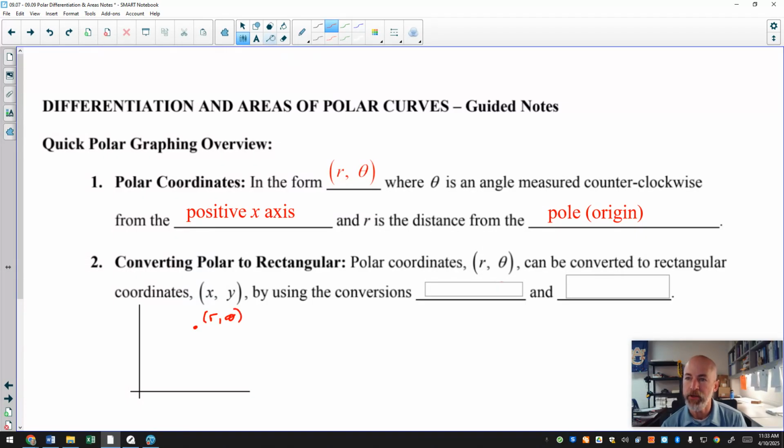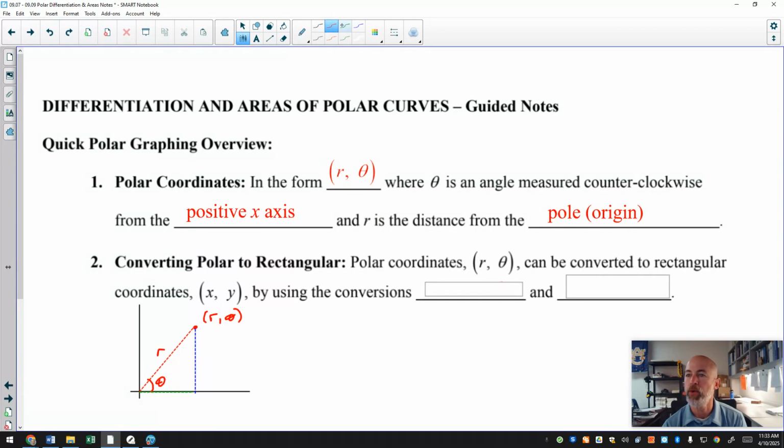Theta is the angle measured to the positive x-axis. So we come up off the x-axis a certain angle, and that angle is theta. R is the distance, or the length of that segment that connects the point to the origin. And if we want the x and the y coordinates, we can create a triangle. The x coordinate is however far we travel to the right, and the y coordinate is however far we travel up.